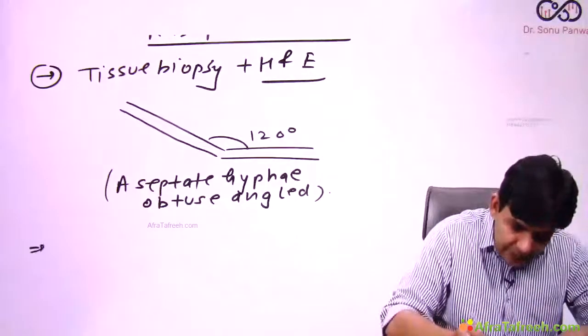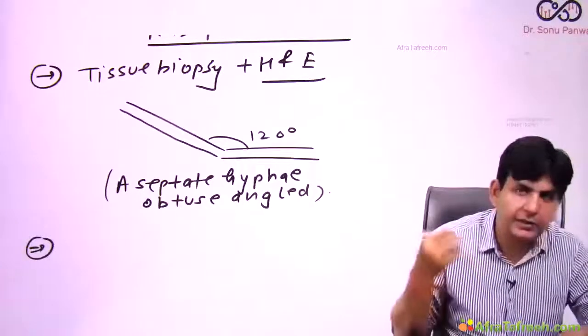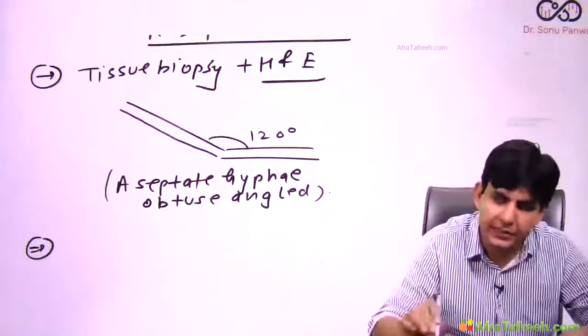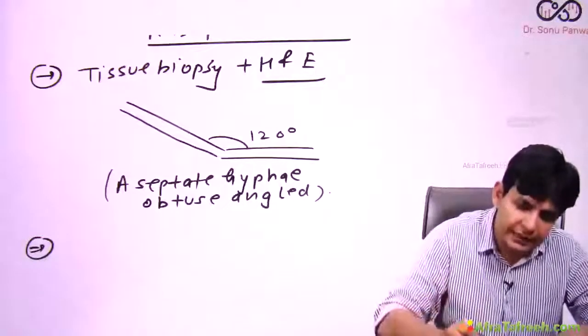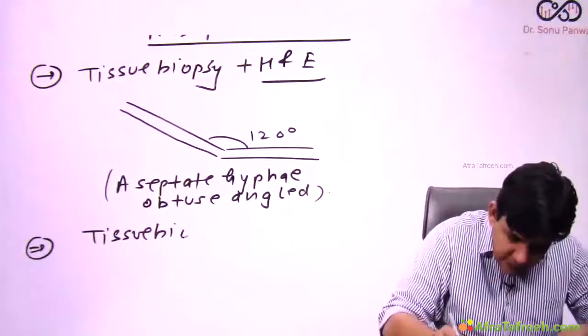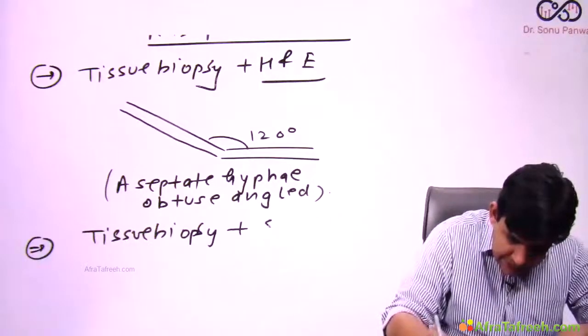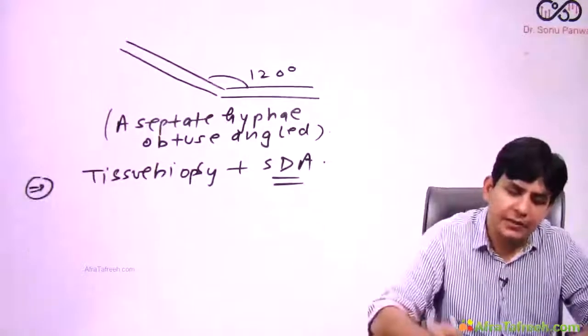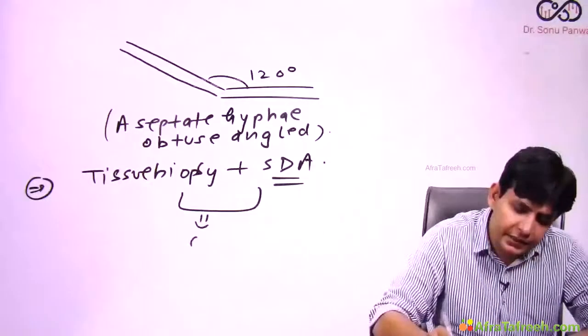Then if you want to find out whether it is Rhizopus and so on, because this will be seen in all zygomycetes members, how do you find that? You can put the remaining tissue biopsy material into SDA. And what is SDA? Sabouraud dextrose agar. After 3 or 4 days, the culture growth will come.